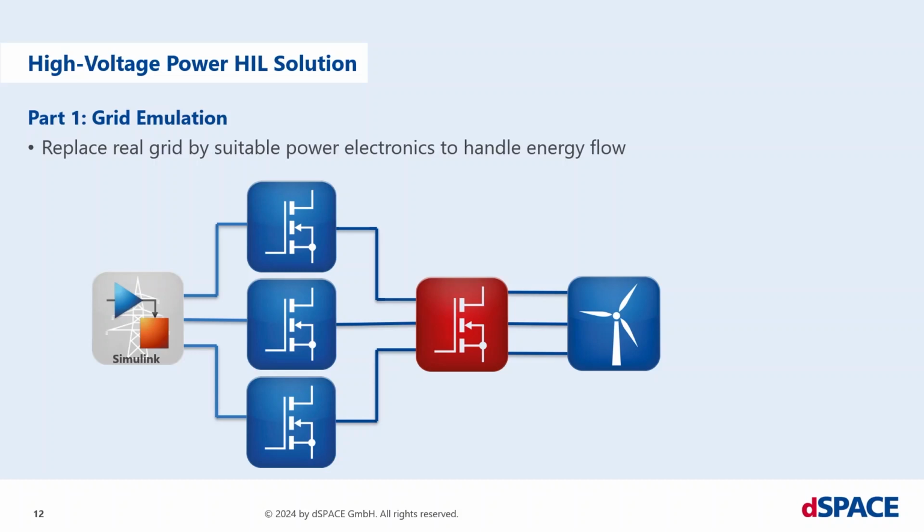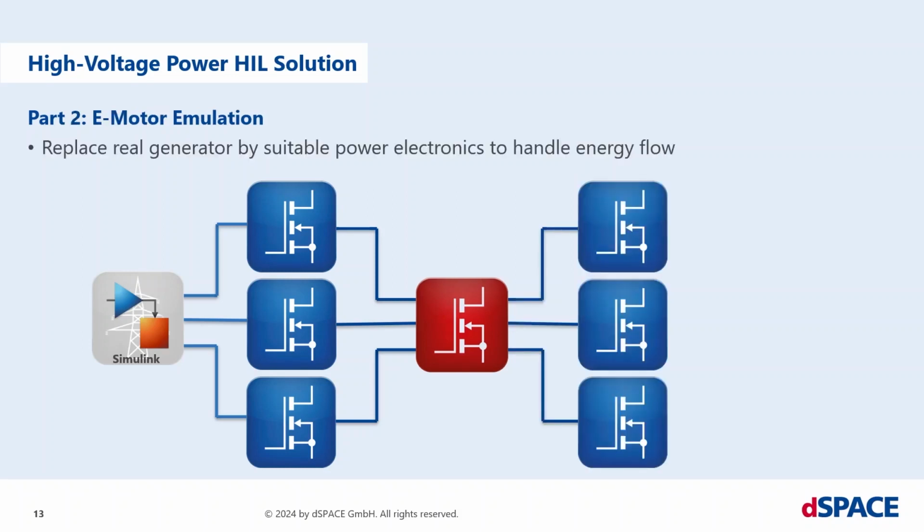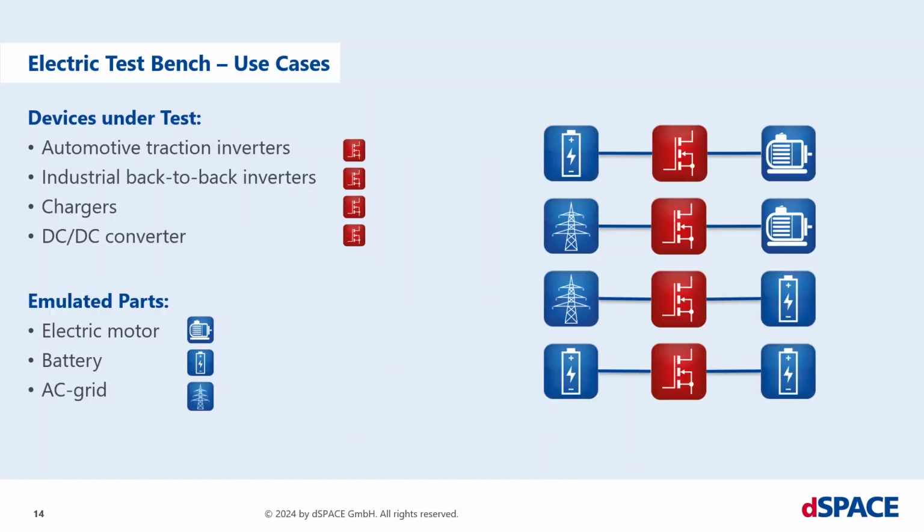The same thing I can do on the right-hand side. Instead of having the real-world generator, I replace it by also 3 load modules. And to get to know the behavior of these load modules, I need a real-time model of the generator. That's the simple transition between real-world and power hardware in the loop. Due to the fact that all these load modules can be driven bidirectionally and can be used for AC and DC functions, I have the flexibility to cover several use cases.